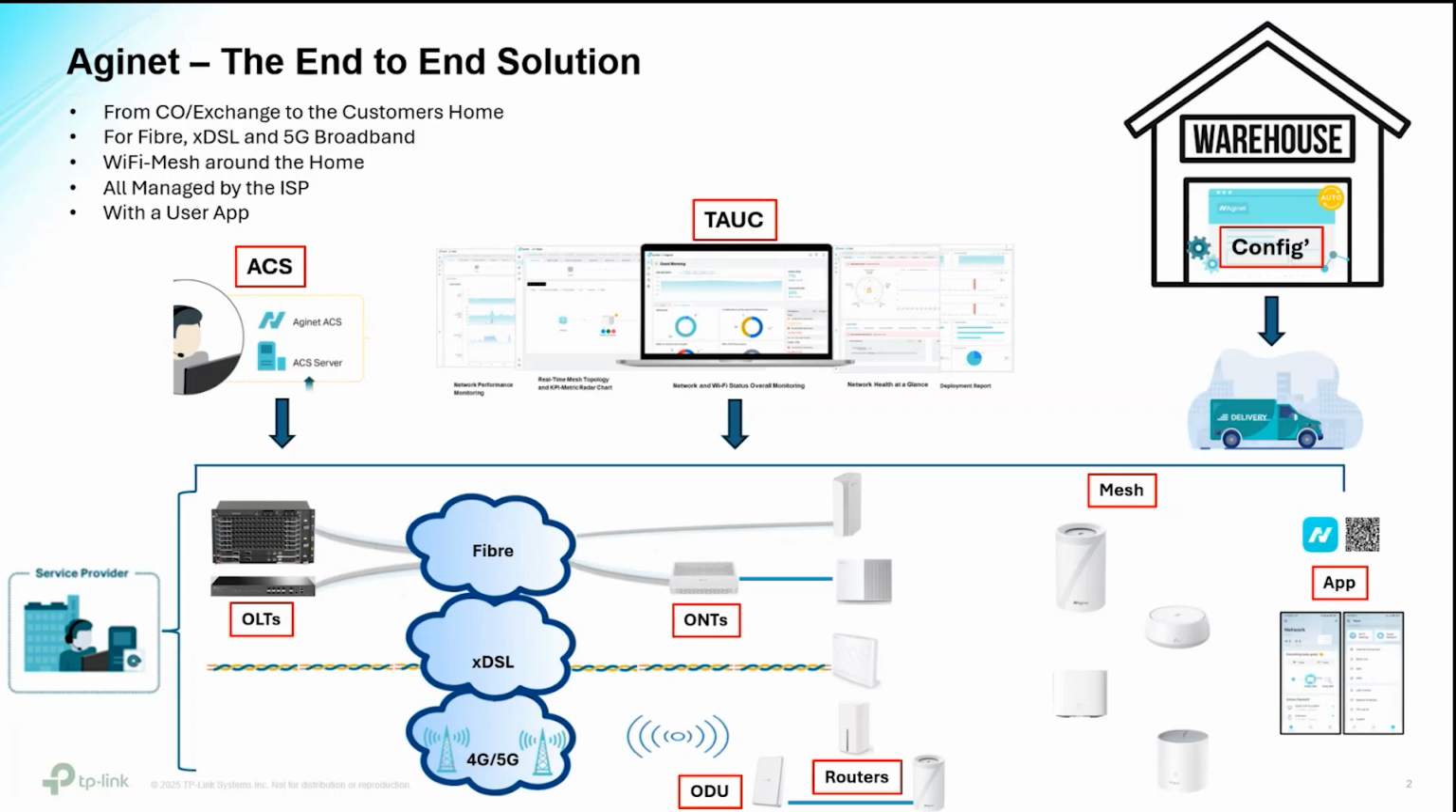It's a bit of a busy slide, I agree, but as you can see, TP-Link in the Aginet portfolio have a full end-to-end solution for ISPs, covering anything from the fibre deployment, the infrastructure side, into the fibre devices in the home as well, also DSL devices, 5G devices, routers, mesh, management systems, configuration tools, everything, and of course a user app. That's what we're going to be talking about today, covering all of these product solutions, but then also some of the technologies and a few of the key features.